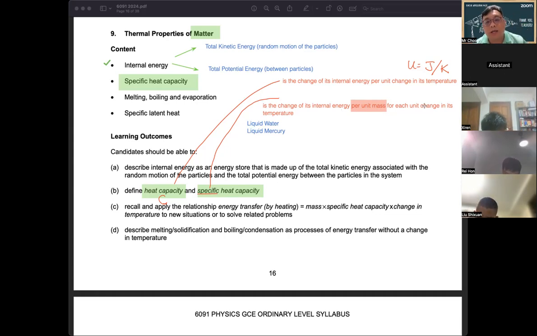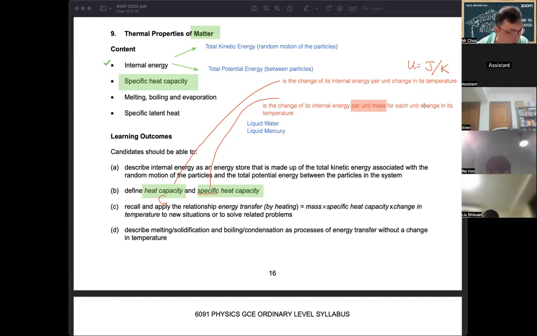Because we talk about per unit mass, it is now very specific. It has to be the same value for all the mercury, the same value for all the gold, the same value for all the water. If you're talking about pure water, whether it is in your house or my house, they both have the same specific heat capacity. You don't need to care about their mass because you divide by the mass.